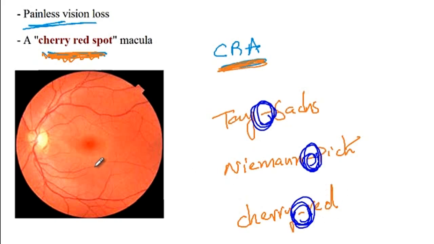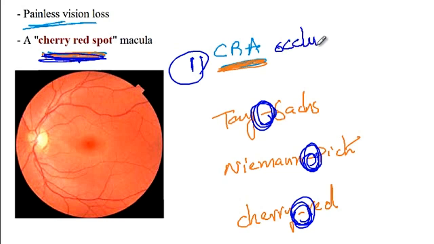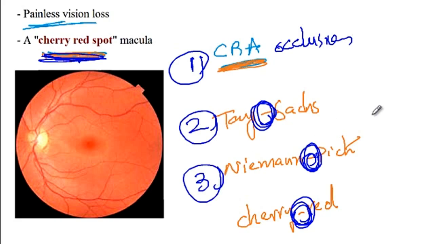And so an important take-home message is that anytime you hear the words cherry red spot macula on your Step 1, Step 2, or Step 3 exam, the 3 conditions that you should start thinking of are: 1. Central retinal artery occlusion, 2. Tay-Sachs disease, or 3. Niemann-Pick. And these 2 are lysosomal storage disorders.